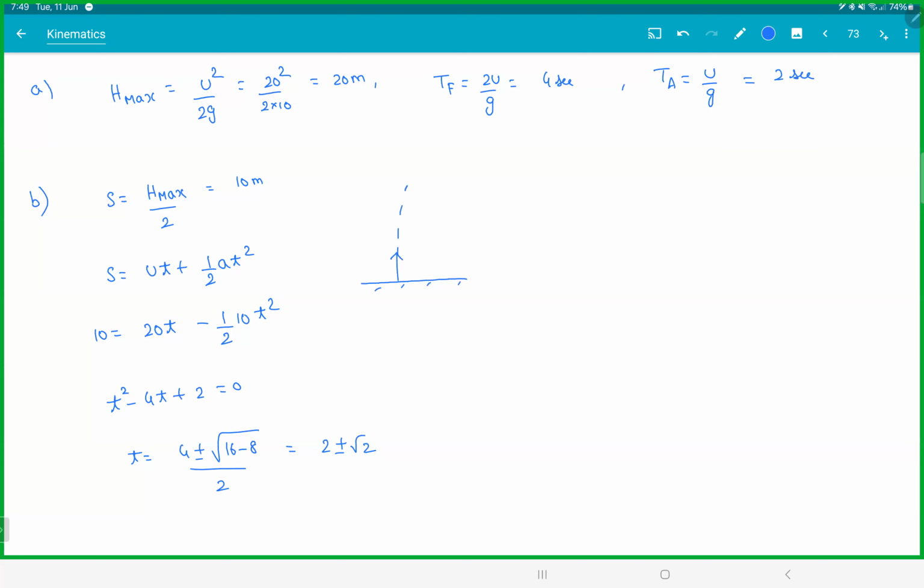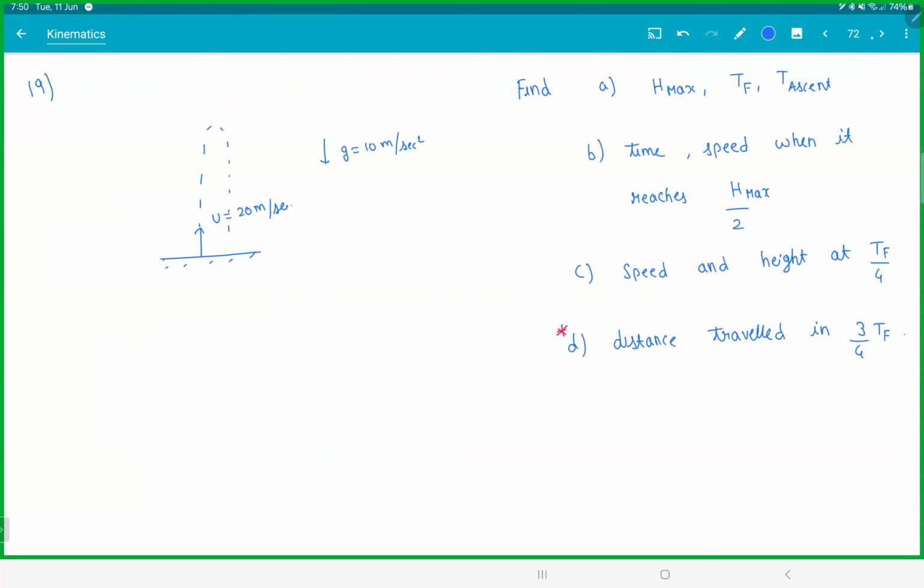So the thing is, the total height is 20 meters. But you asked me, find the time when it reaches half of the height, and that happens at 2 times. Once while going up, that will be the smaller time because you go up first. The second one will be 2 plus root 2 while coming down. So there are 2 times when this thing reaches the 10 meters.